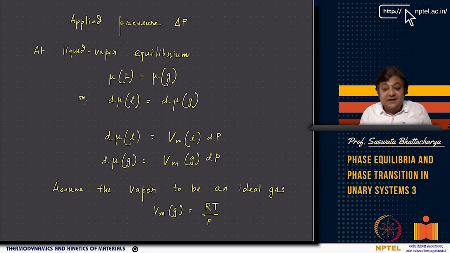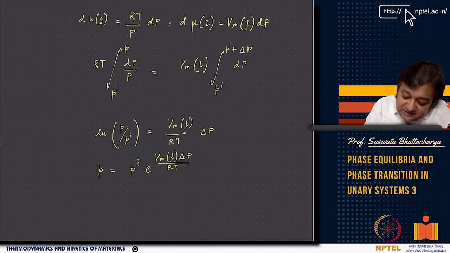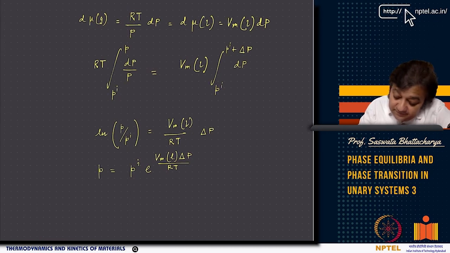So, if it is an ideal gas, then obviously Vm is RT by P, right? So now you have the change in mu for the gas phase, which is RT by P dP, which is equal to, because at equilibrium, the change in molar free energy or chemical potential of the liquid phase, which is equal to Vml dP. Let us assume that Vml, the molar volume of the liquid, does not change with pressure.